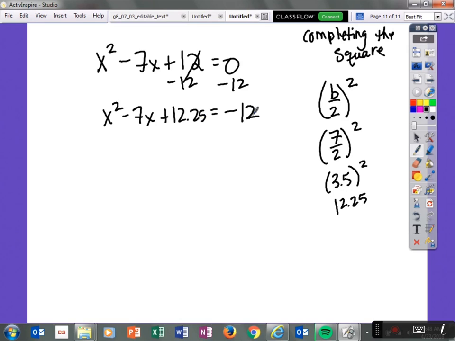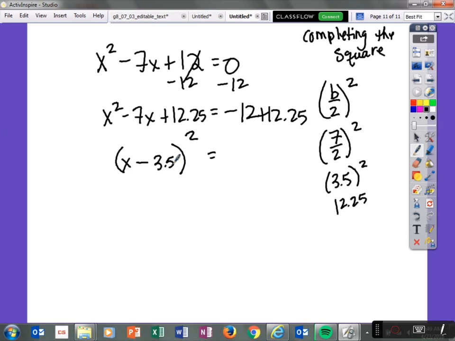Is everyone okay with that? B over 2 squared, right? The whole point in doing this was so that it would make a parentheses squared. This x squared is just going to become an x. We take the middle sign, minus, and what was half of 7? 3.5. Equals, what's negative 12 plus 12.25? 0.25.